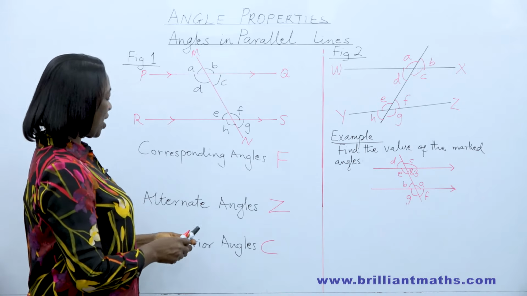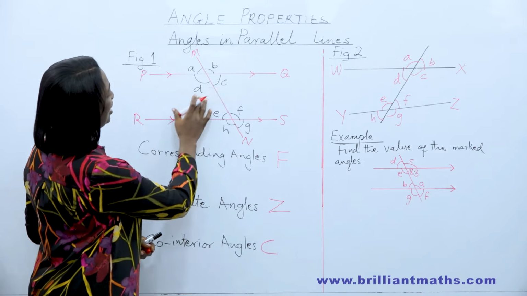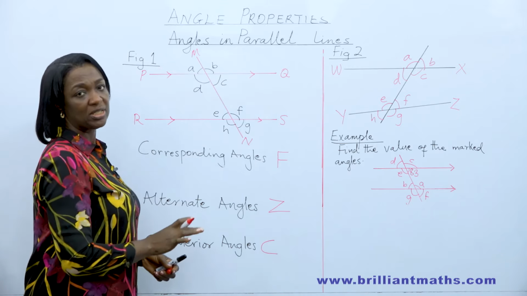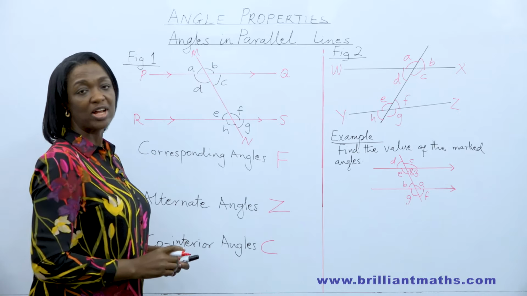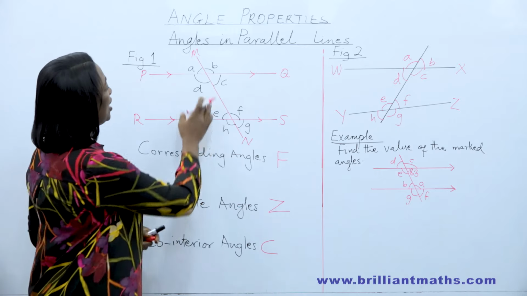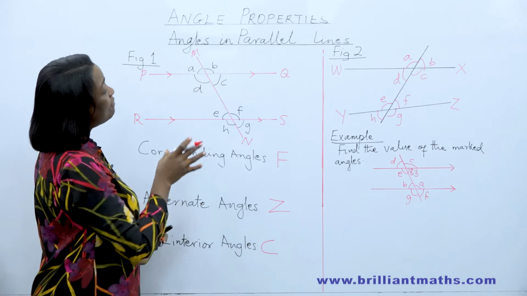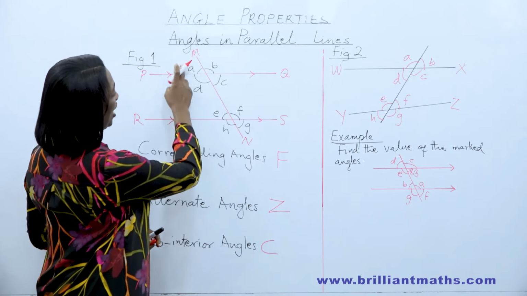So back to figure 1. A, B, C, D are angles at a point. So the sum of the 4 angles will give you 360. Let's try to remember some of the rules and the properties we know already. B and D are vertically opposite, so they are equal. The same applies to A and C.